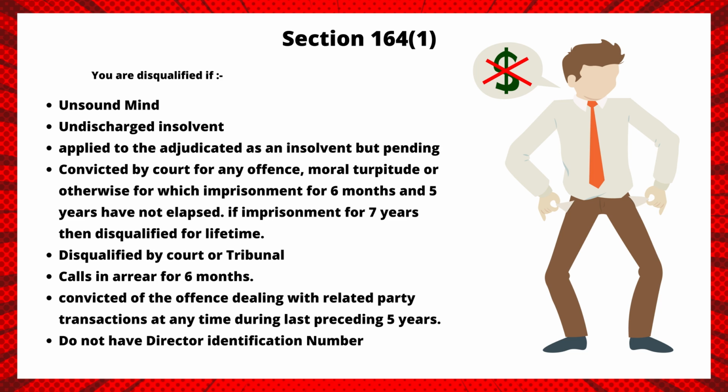And last but not the least, that is clause H. Clause H says that if you don't have a director identification number, which is DIN, then you obviously can't be a director of the company, right? Now this is listed under section 152 subsection 3 of the Companies Act 2013. Now we are over with section 164 subsection 1. Now we will jump to section 164 subsection 2.